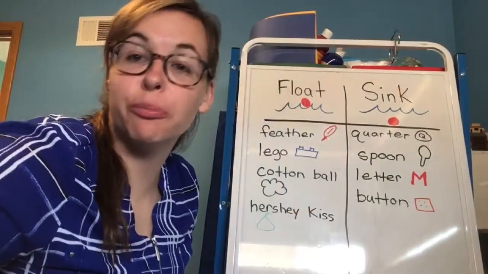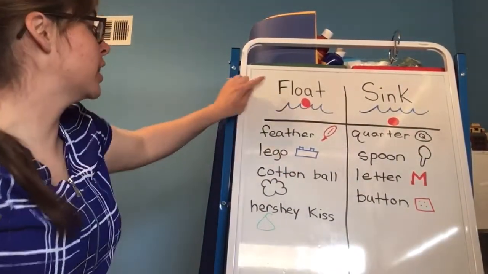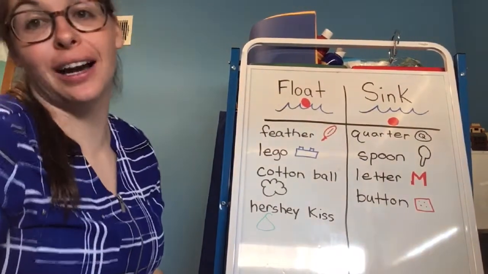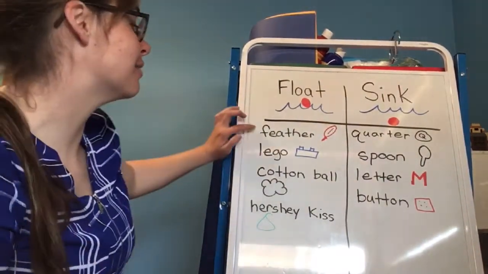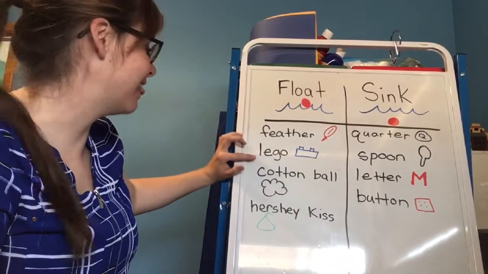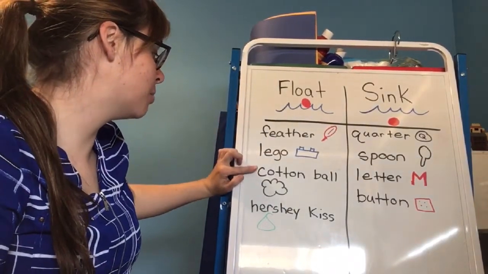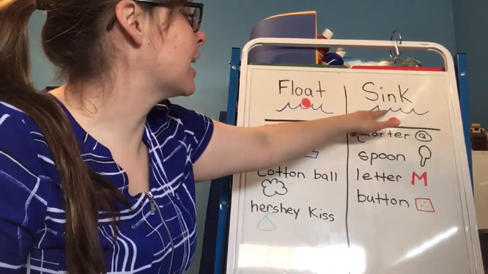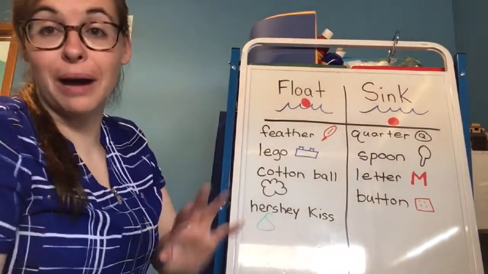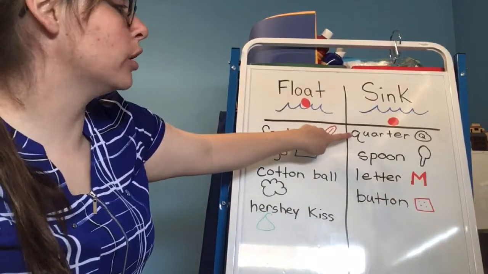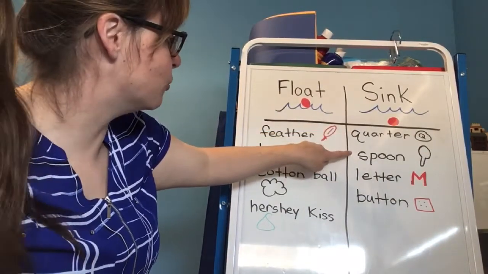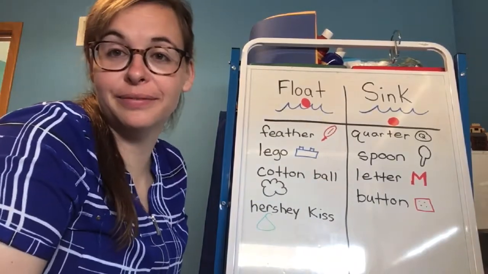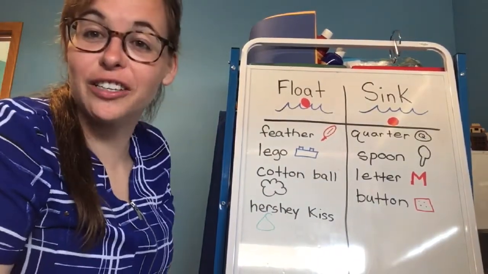Let's go over my predictions. So, this is our float column, and these are the different objects I think will float. I said feather, Lego, cotton ball, and Hershey Kiss. In our sink column, meaning they'll go to the bottom, I put quarter, spoon, our letter M, and our square button. All right, let's start our experiment.